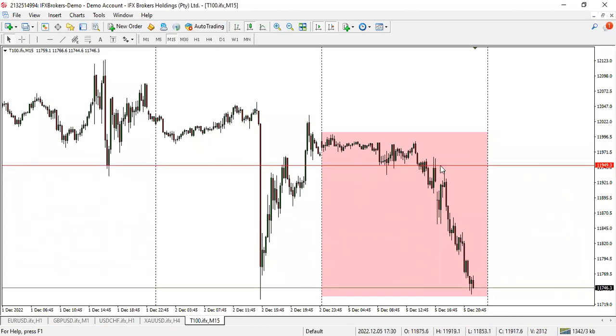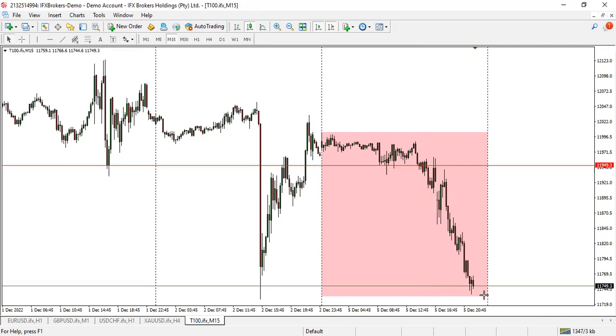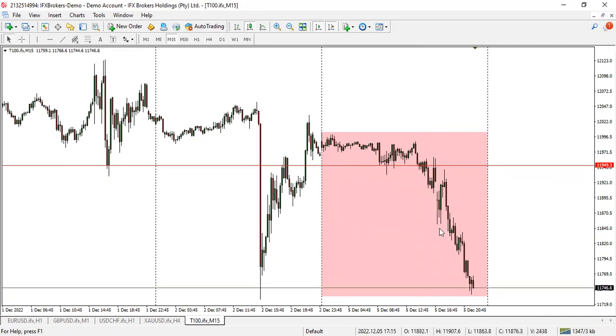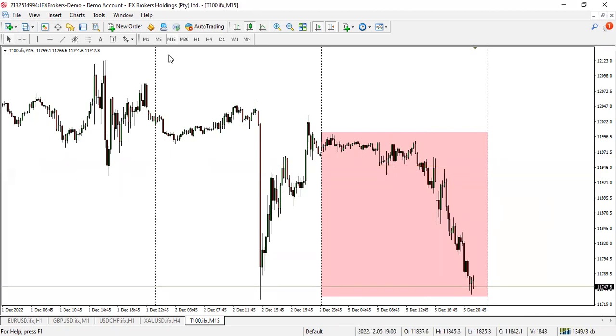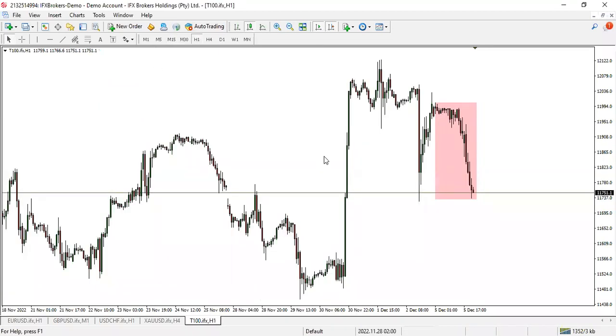Yeah, somewhere around this level. So we ate from here to there. Automatically, we ate from here to there. You see? These are good pips to catch for NASDAQ in a daily movement. So guys, how did I manage to see that NASDAQ will sell today? Check this out. Let's remove period separators. And then we'll go back to the hourly chart.